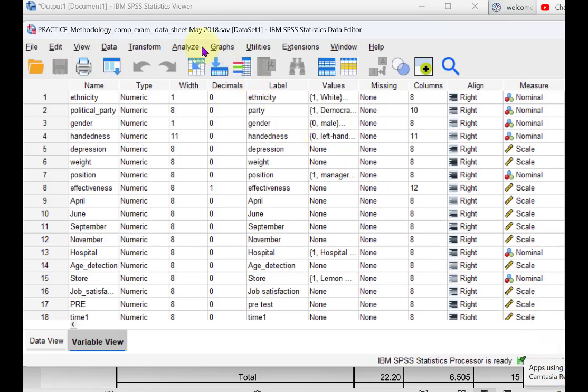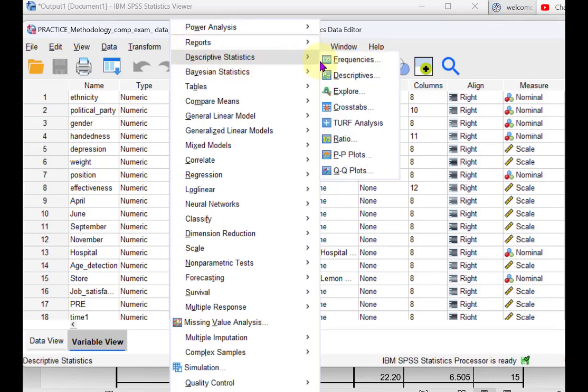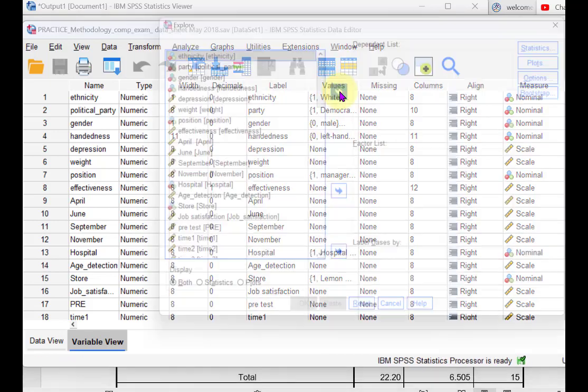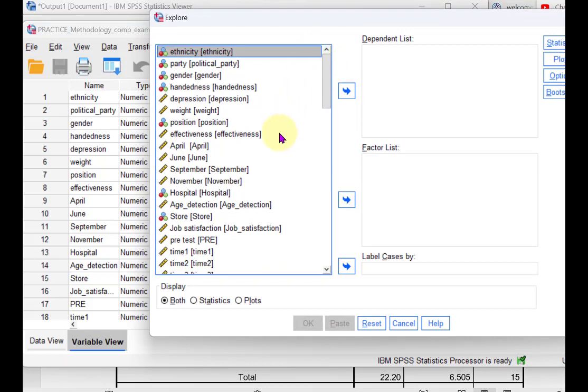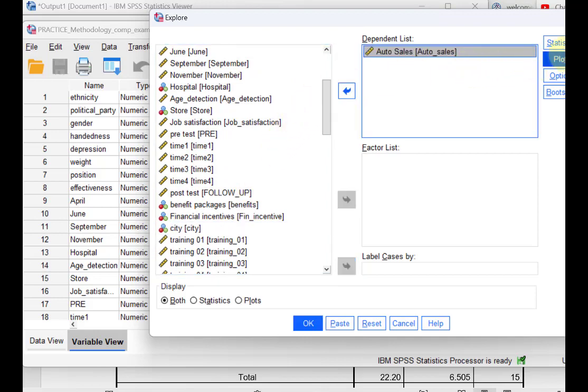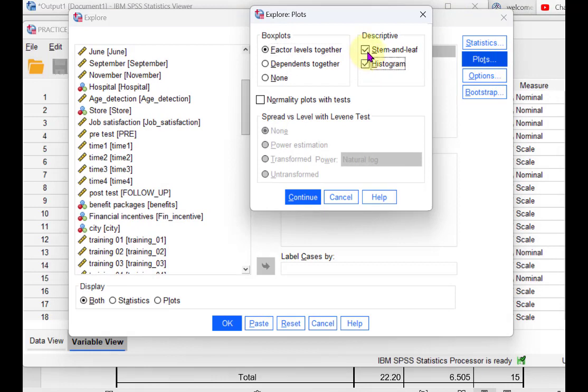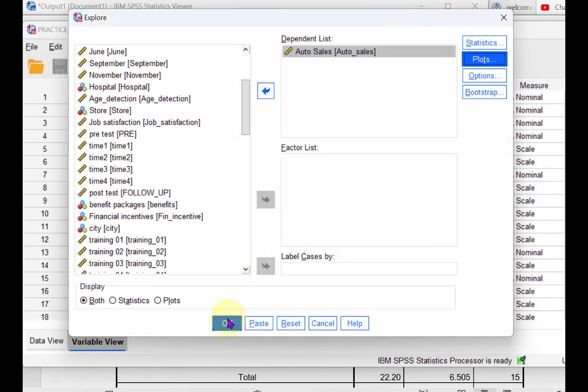Okay, so we're going to go to Analyze. I'm going to check the assumption of normality first. Descriptive Statistics, Explore, and auto sales. Where are you? Probably down here somewhere. There they are. And just checking for normality. Good old normality.